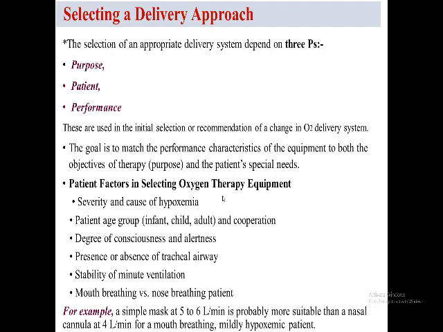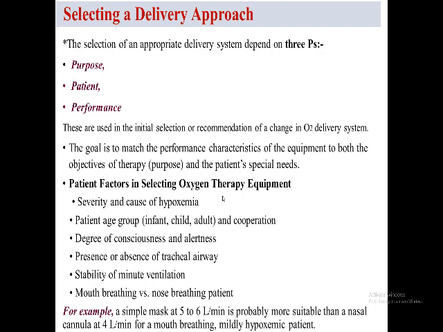Is the patient severely hypoxemic? And what is the cause of hypoxemia? Is it acute onset or chronic hypoxemia? Patient age group and cooperation. If the patient is cooperative, I can use the face mask. If the patient is uncooperative, it is better to use the nasal cannula. Degree of consciousness and alertness.